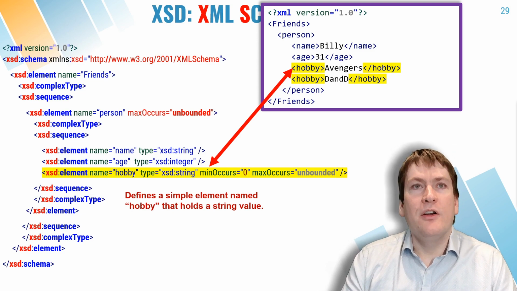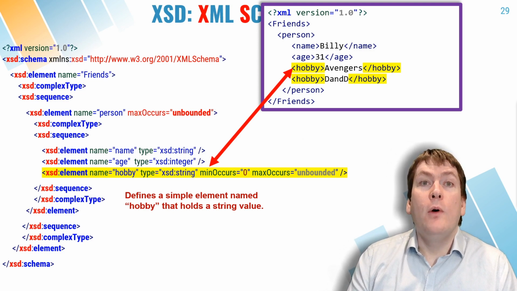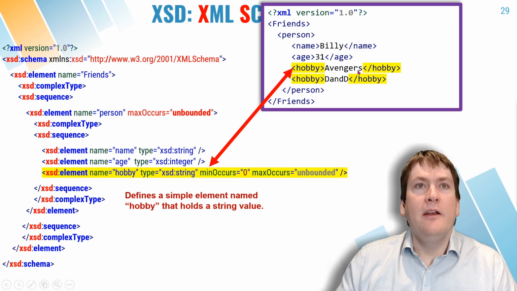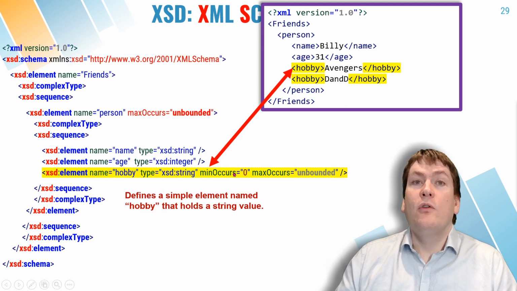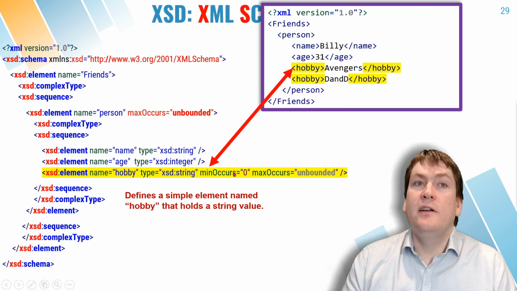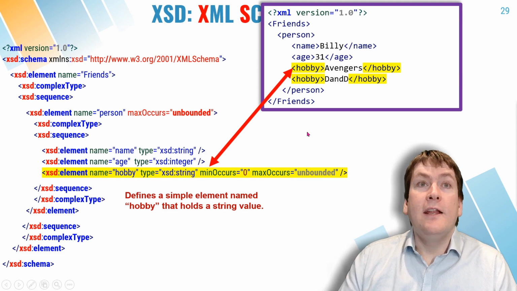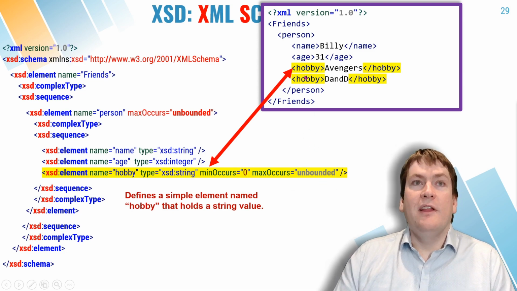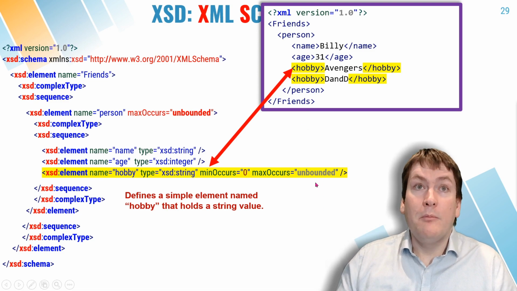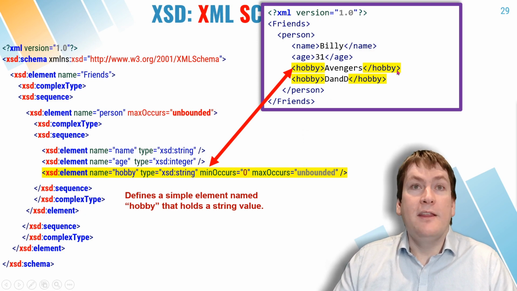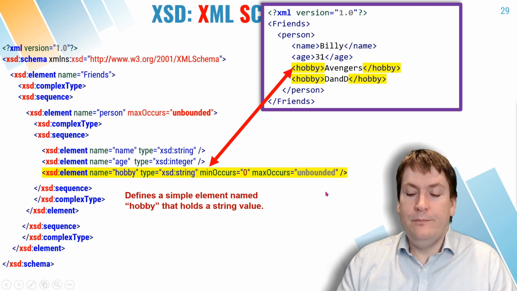So by saying minOccurs 0, it means that a person could have no hobbies. So that would look like an XML document with these lines completely omitted. It would just have name and age. And according to our specification, that would be valid because we're saying it could occur 0 times. By saying maxOccurs is unbounded, it says that a person could have any number of hobbies. So we could have a person that has like hundreds or thousands, any number of hobbies, or we could have someone with no hobbies at all. They would have none of these tags in their record.